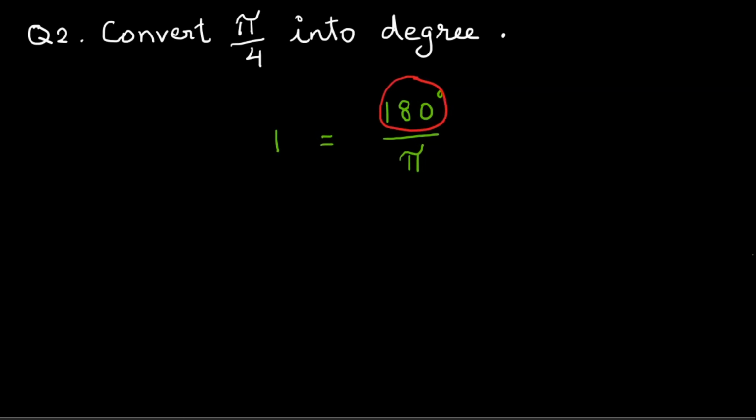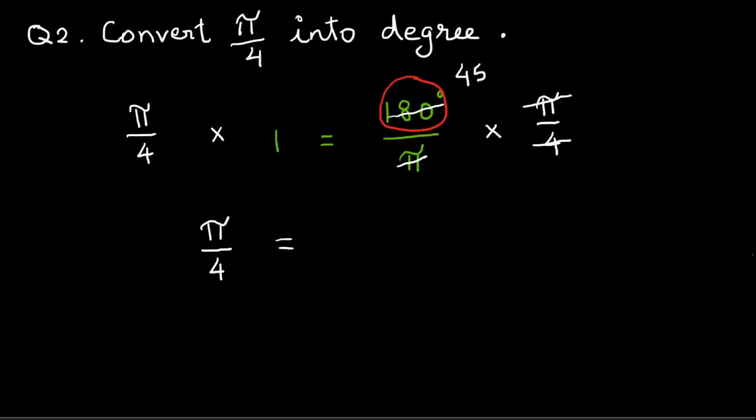Now multiply each side by pi by 4 so that we have pi by 4 on the left side of the equation. Pi is cancelled out and 4 divides 180 by 45. Therefore, pi by 4 is equal to 45 degrees.